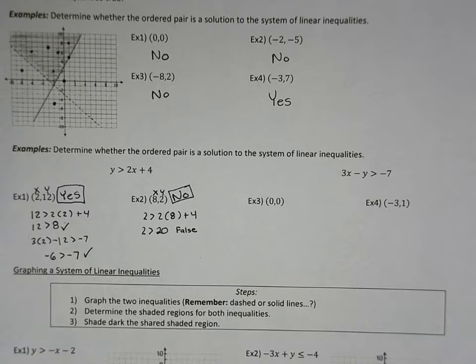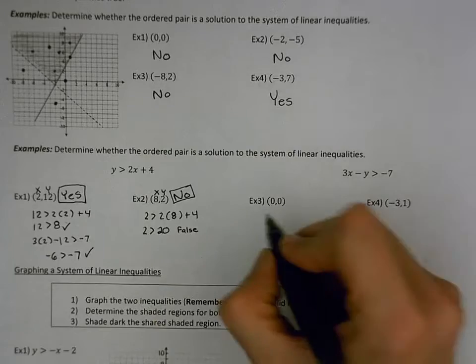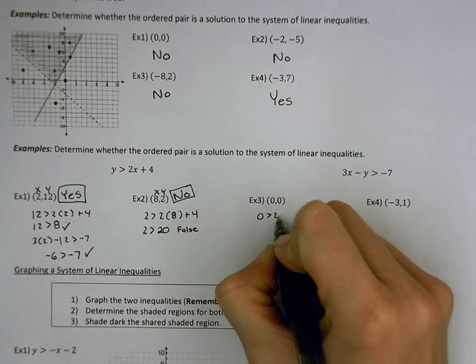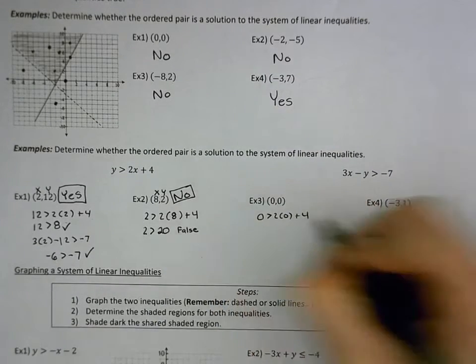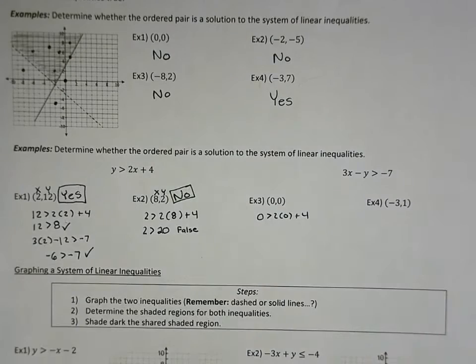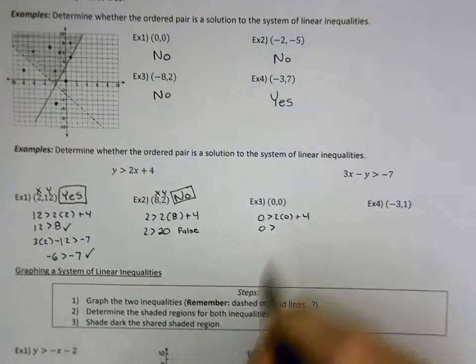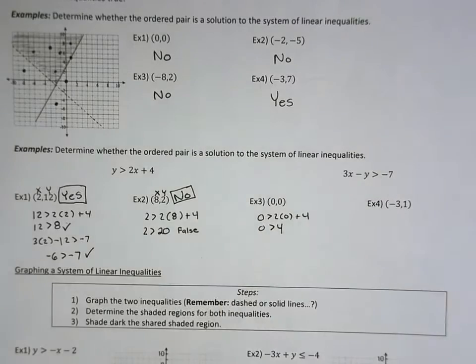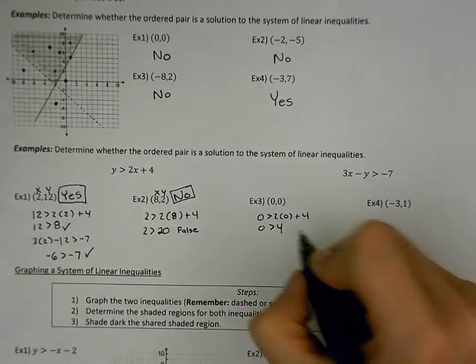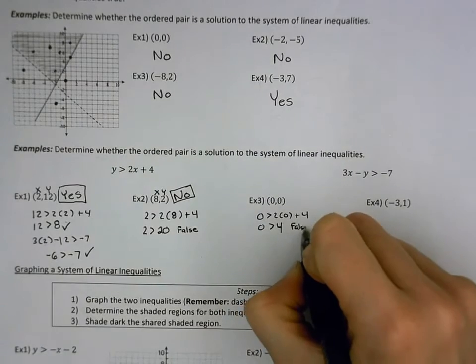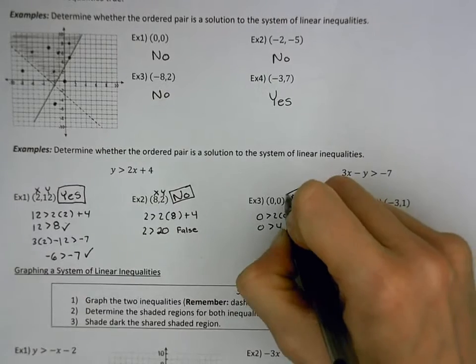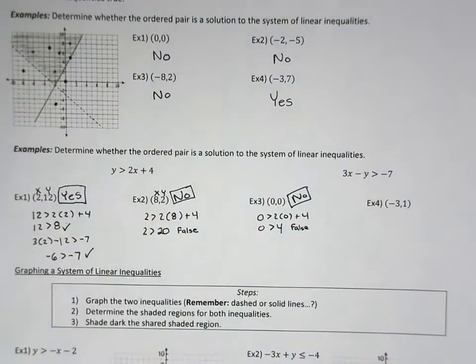Okay, so we're going to do that again. We're going to go ahead and plug in 0, 0. We have 0 is greater than 2 times 0 plus 4. 2 times 0 is 0, plus 4 is 4. Is 0 greater than 4? It's not. And so you know this is not a solution to my system of inequalities.